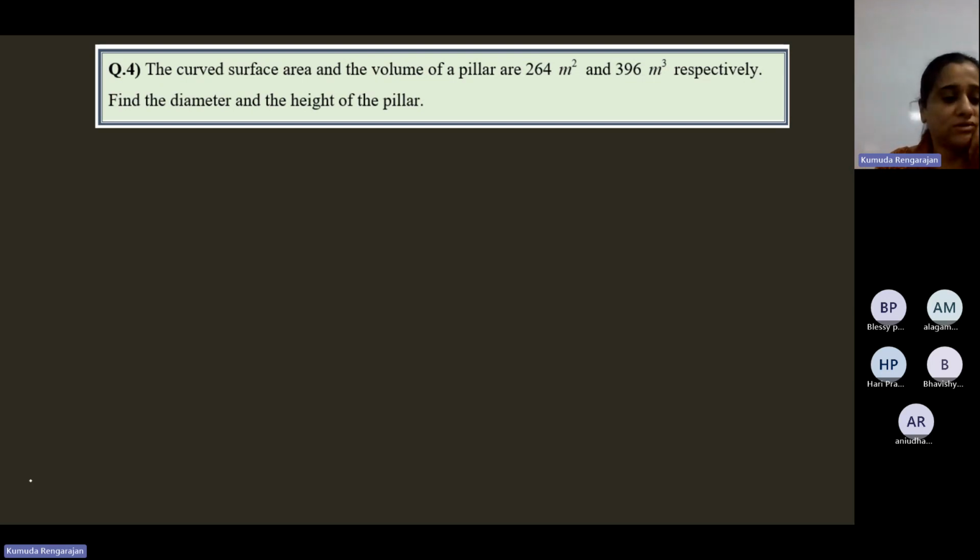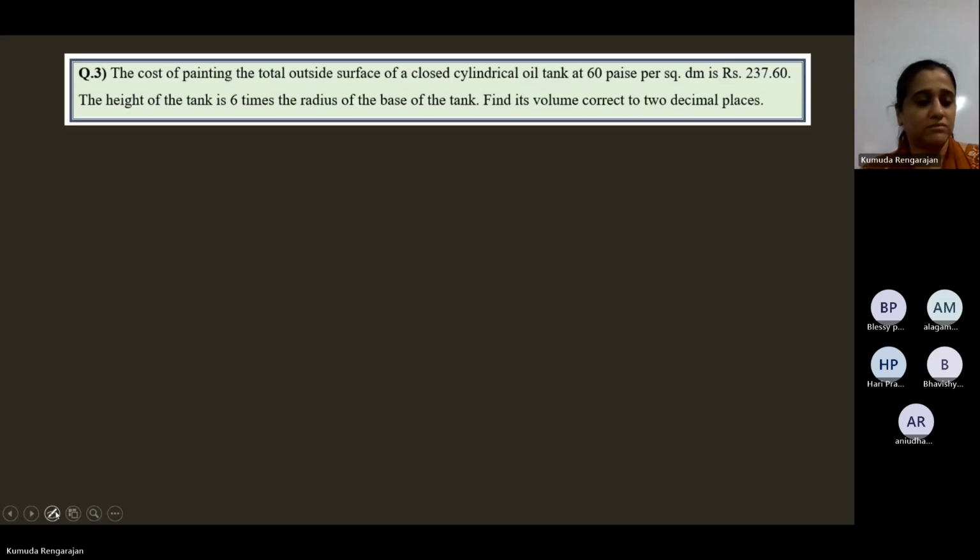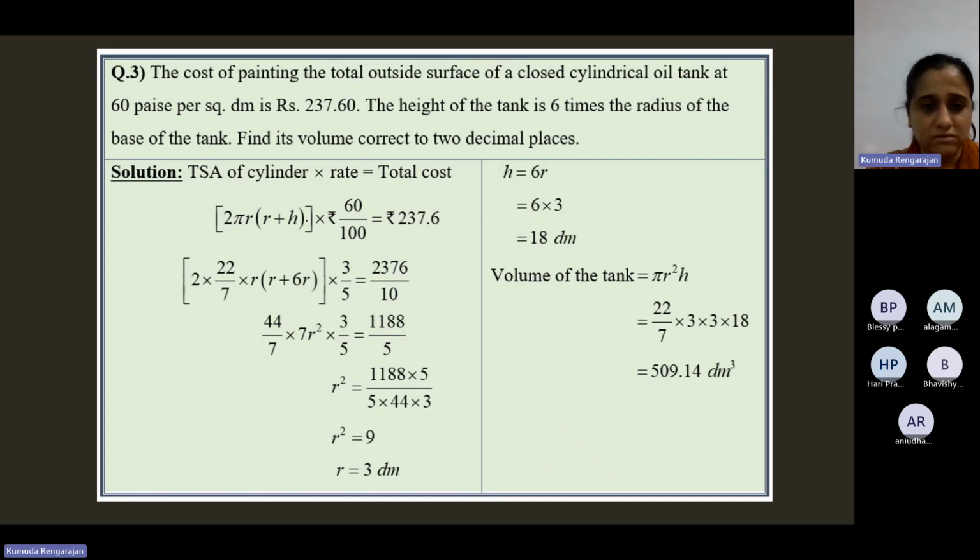Now in this question, I'll just run through this answer. So you can see here, don't go wrong here. R plus 6R is 7R. R plus 6R is 7R. And 7R into R is 7R square.